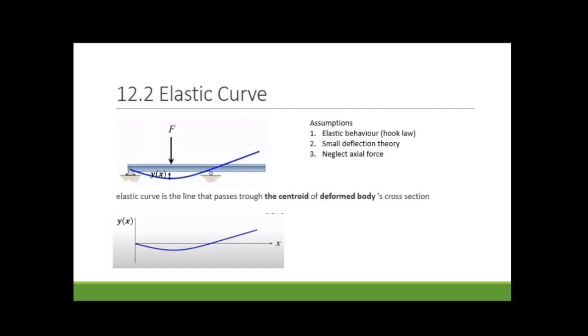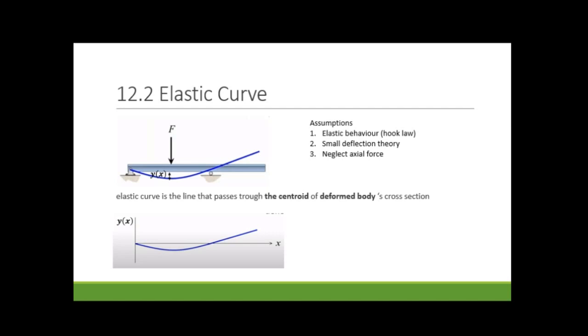The second assumption is the small deflection theory. Here we are thinking about geometric linearity. The deflection, compared with the length of the beam, is relatively small. Why we are using that, you will learn in the next slide. You will understand the meaning of small deflection.